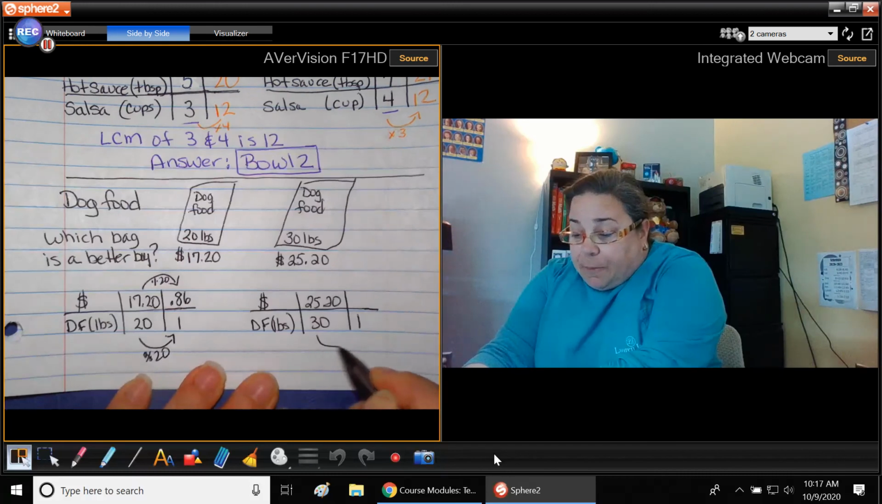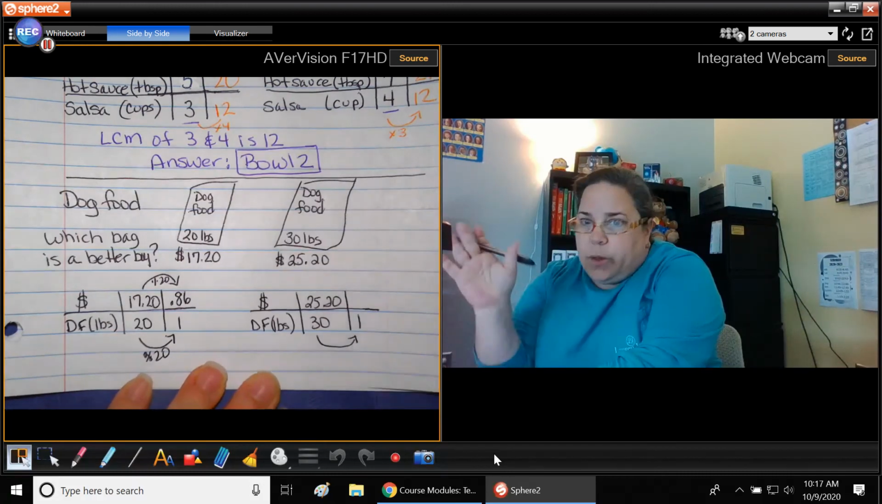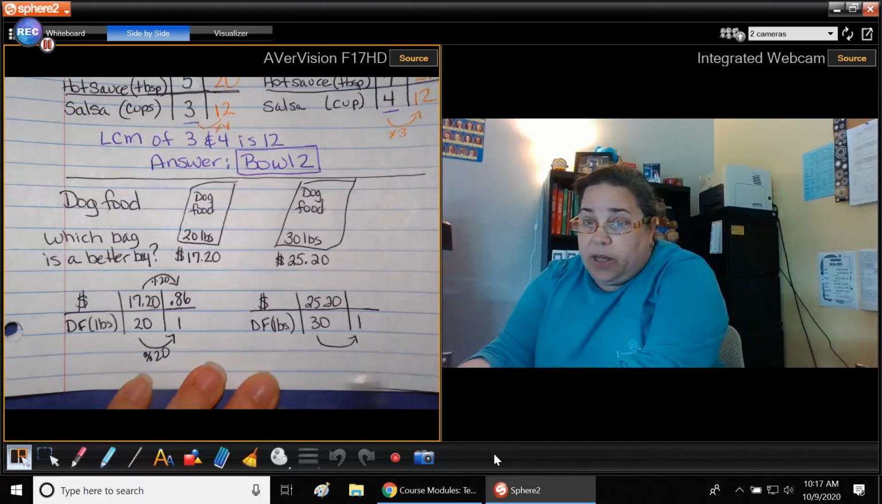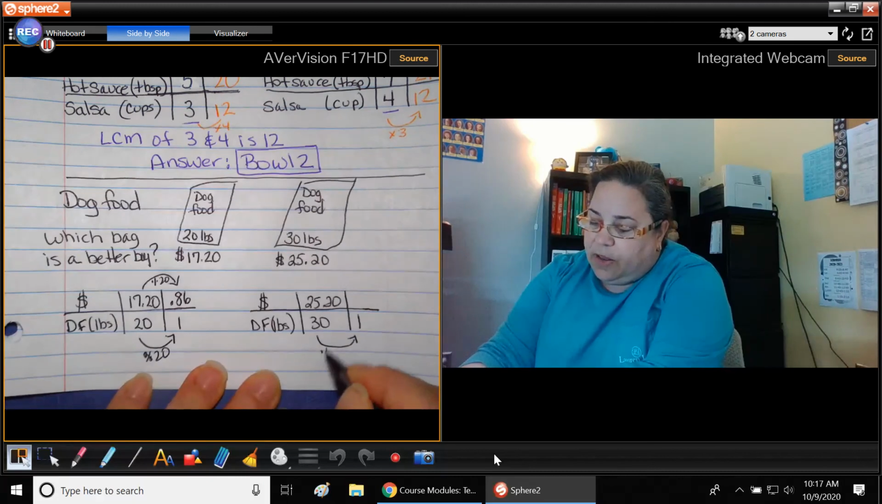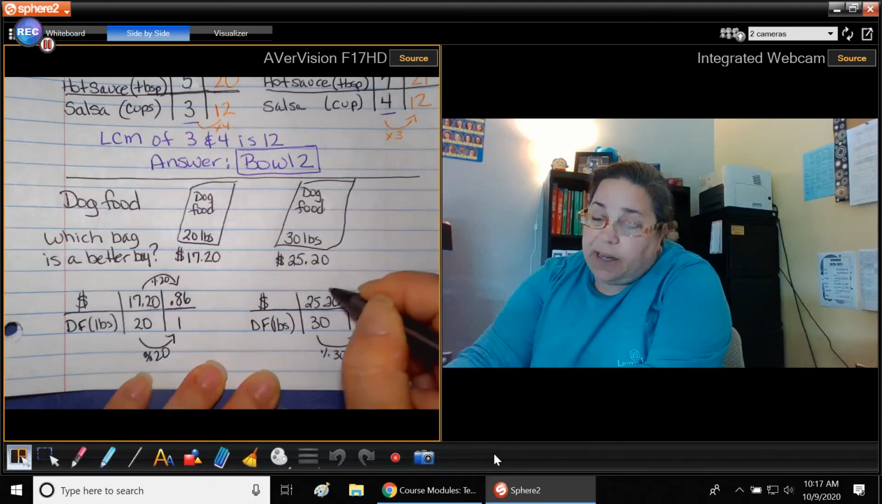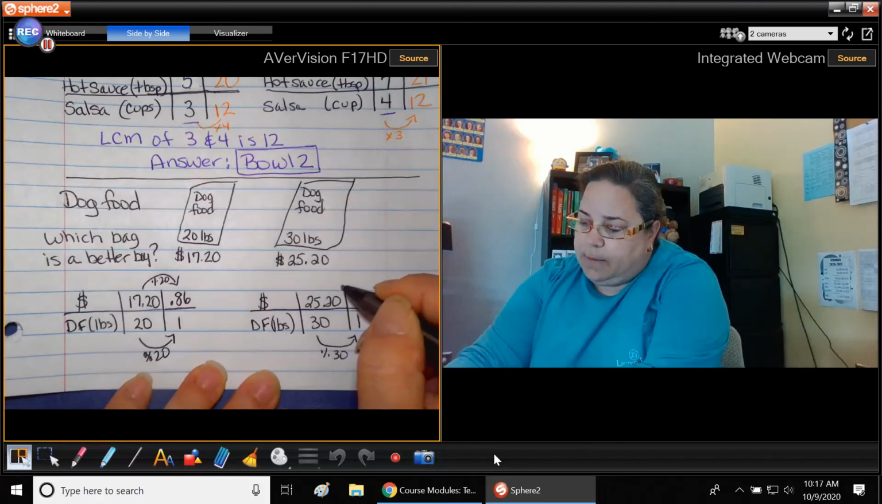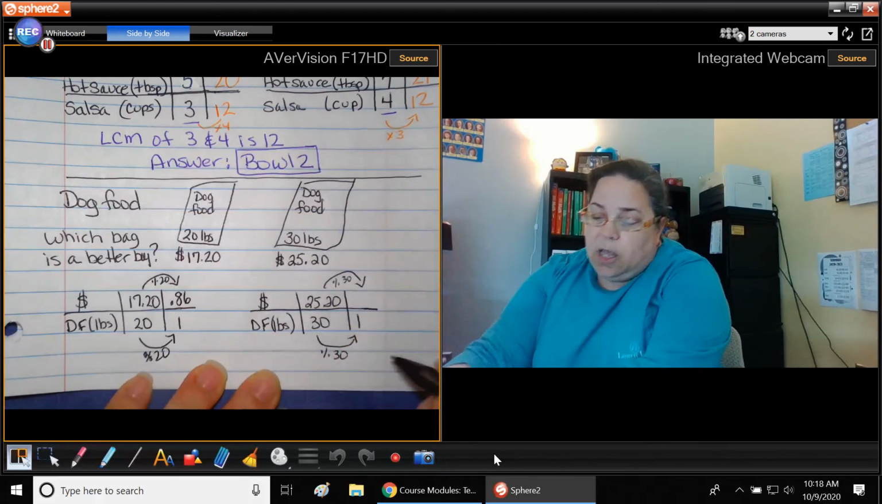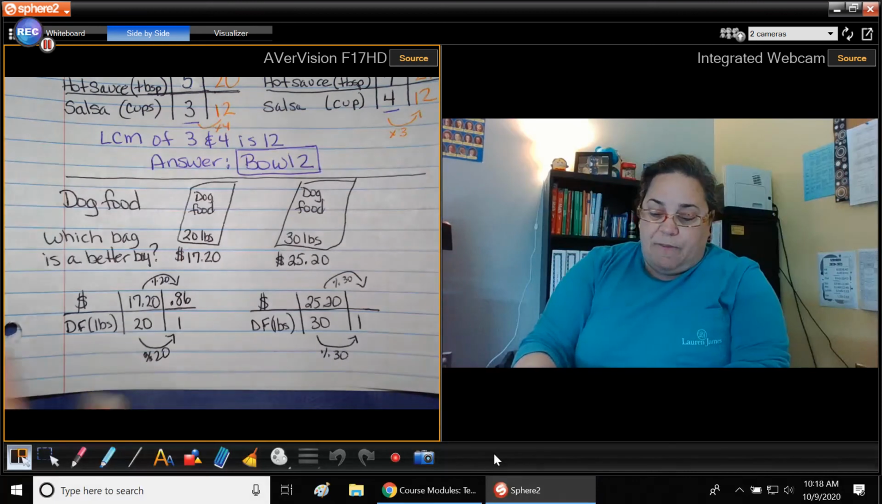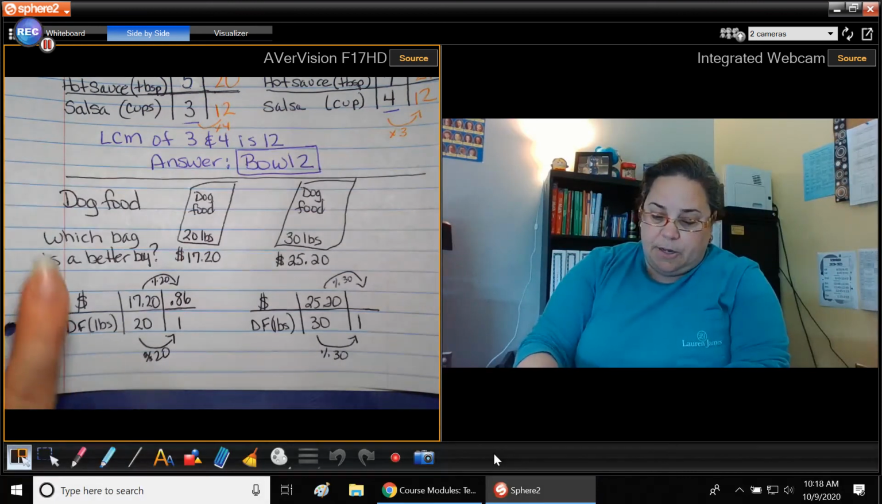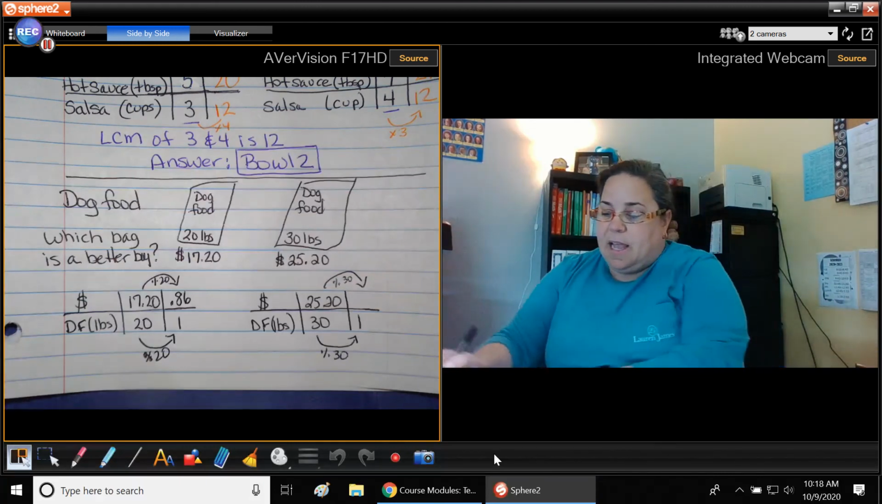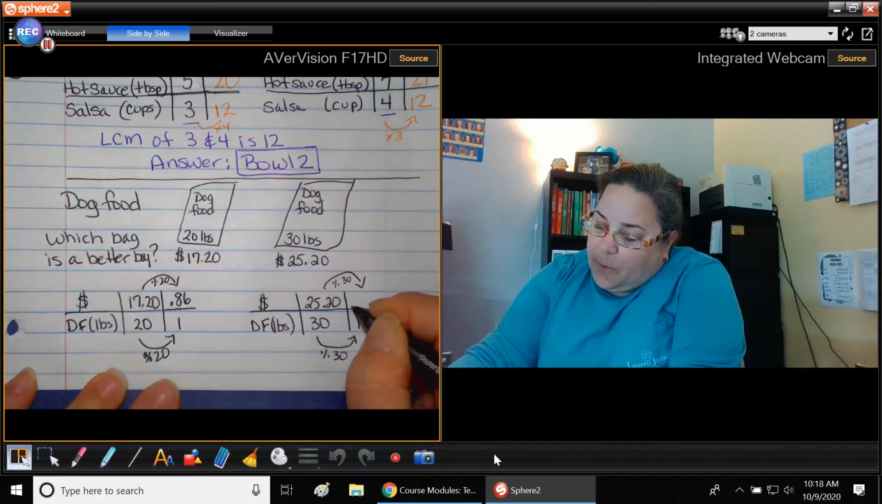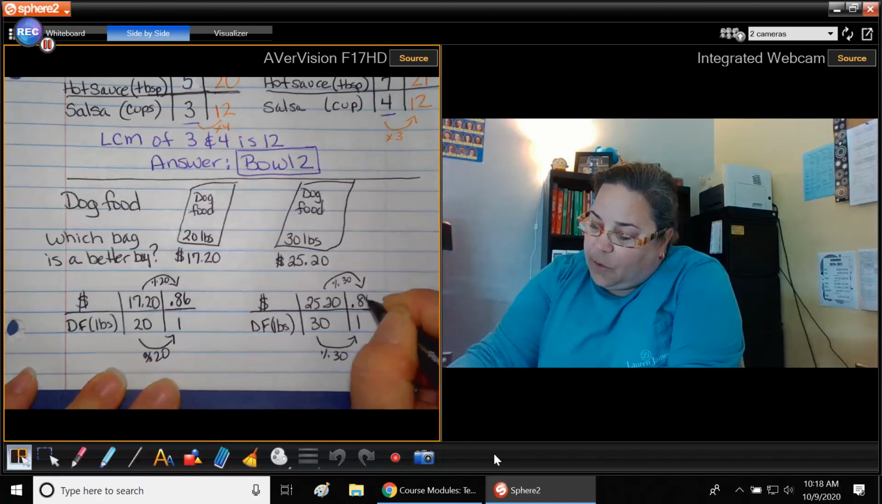All right, now I'm going to do the same thing on the other one. How do I get from 30 to 1? There's only one way to do it because we're going to 1, so it's divided by 30. If I do it on the bottom, do it on the top. And I have to do 25.20 divided by 30. And when I do that, I get 0.84.